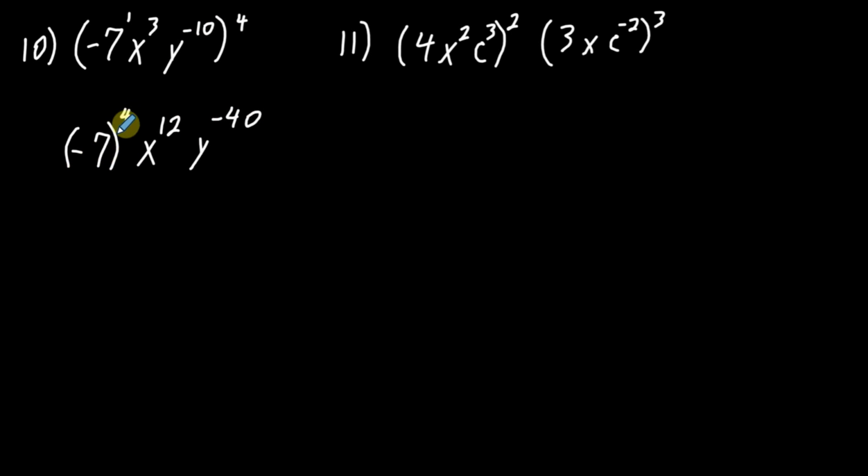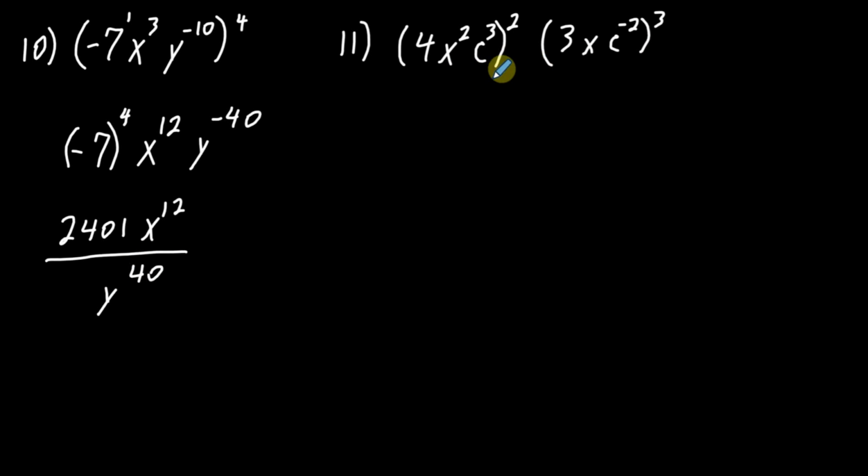Negative 7 to the fourth power is going to be, let's see, 2401. So if you forget the parentheses, you're going to get negative 2401. And on a multiple choice question, you will have both of those choices. And if you forget the parentheses, you're going to get a negative and you're going to have the wrong answer. X to the 12th. Once again, we see a negative exponent needs to move into the denominator.